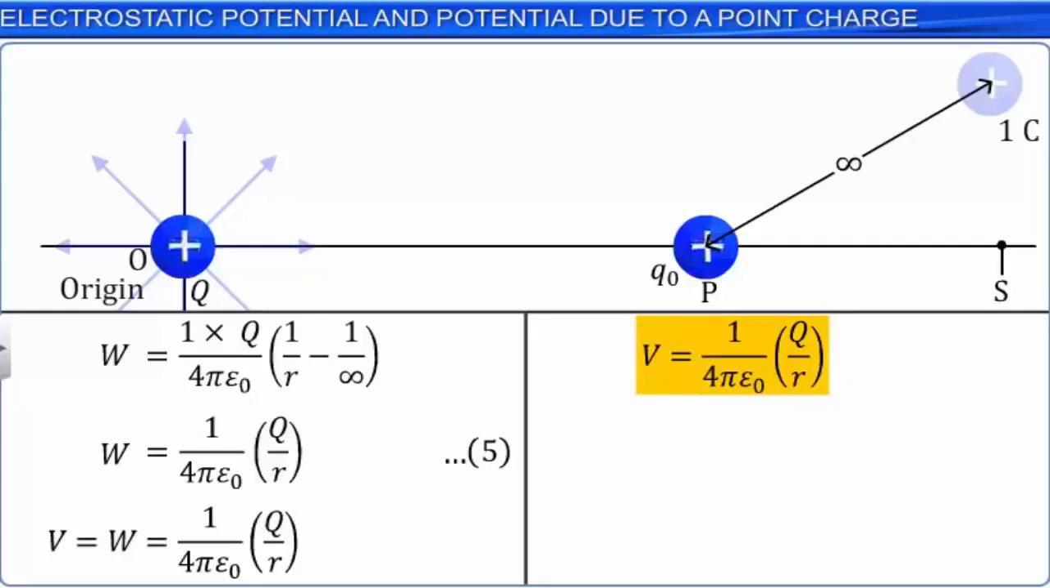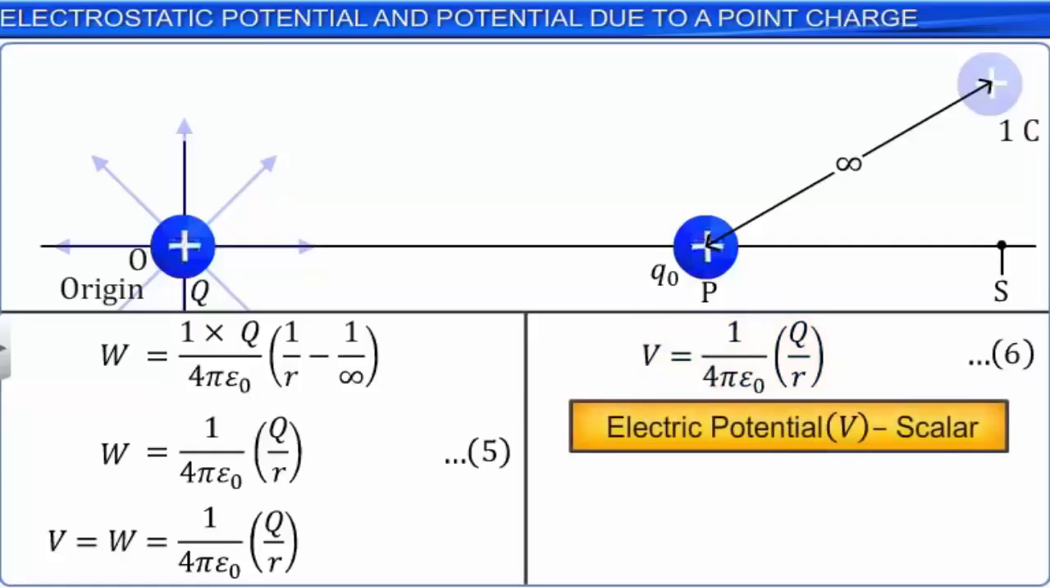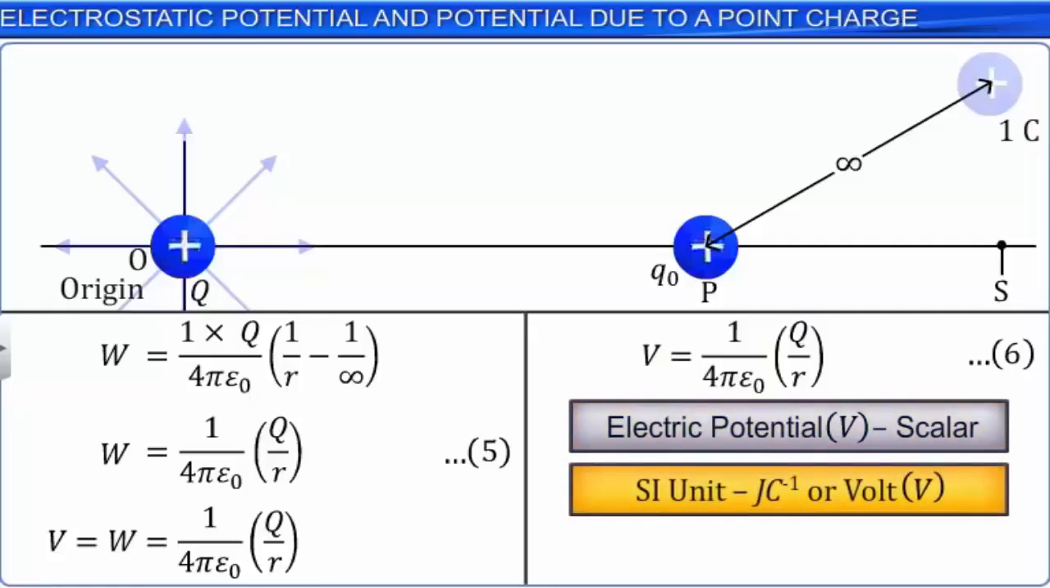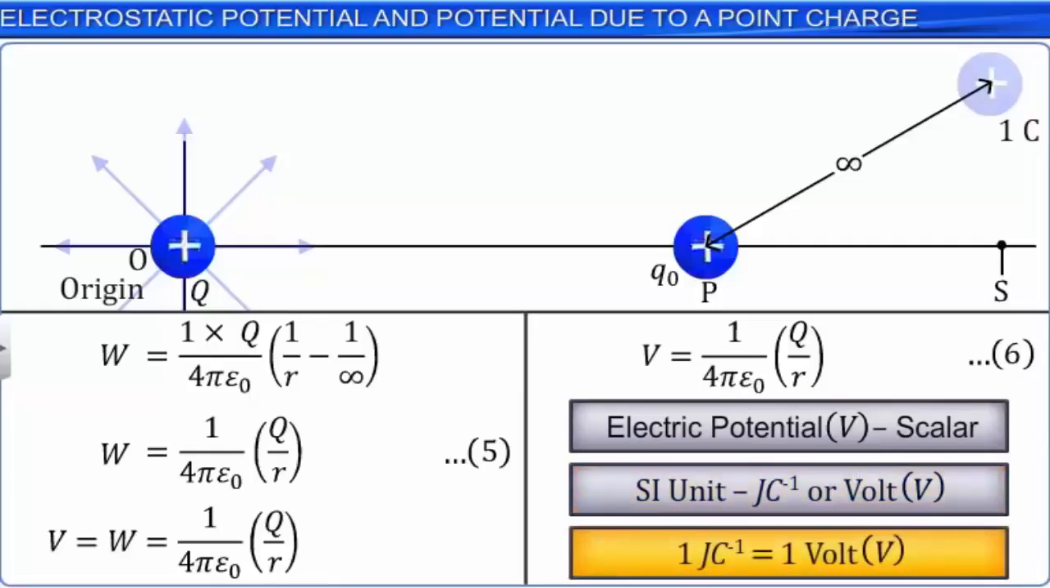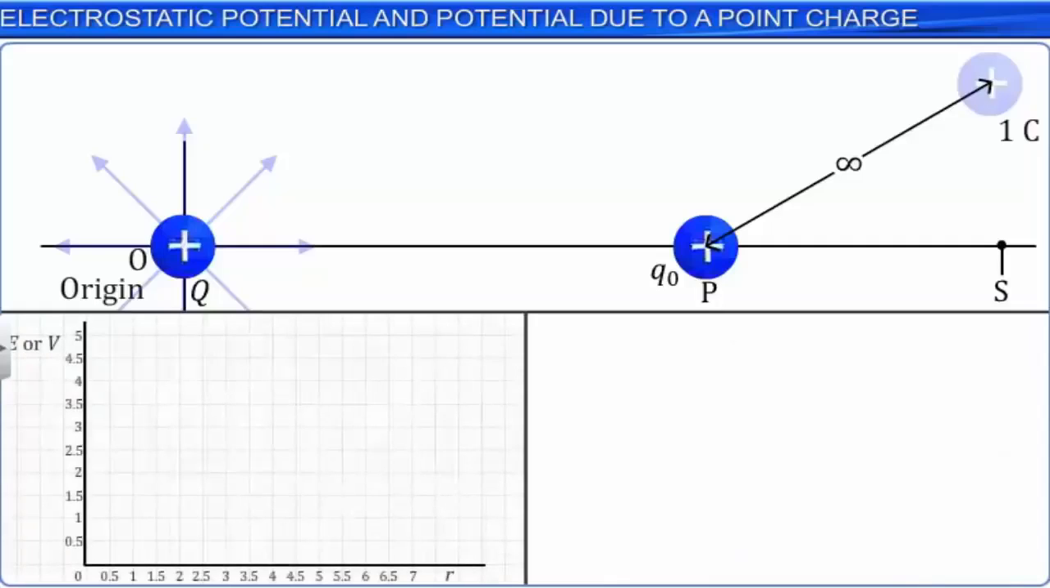The electric potential V is a scalar quantity, and its SI unit is joule per coulomb or volt. 1 joule per coulomb is equal to 1 volt. We know that the electric field E of a point charge Q at a distance r from it is inversely proportional to the square of the distance r from it.